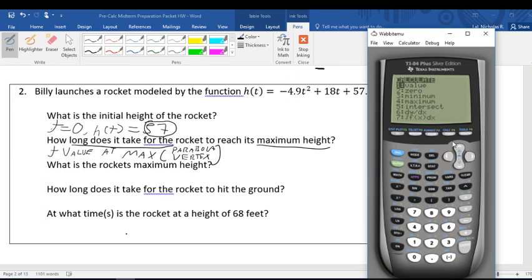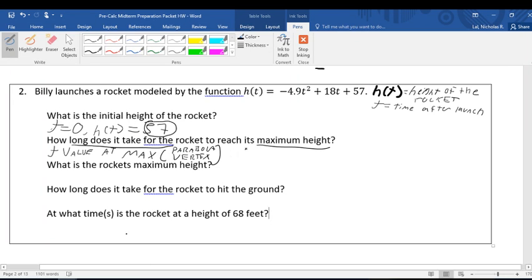Second calc, maximum. We have our left bound point and our right bound point, and then we have our best guess. And our maximum is 1.836, 73.53. So that maximum x value is 1.836. So let's just do 1.84.